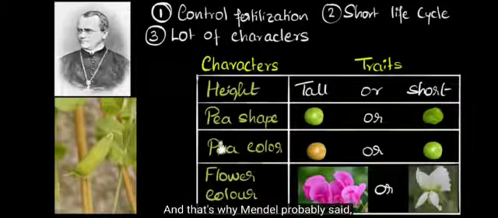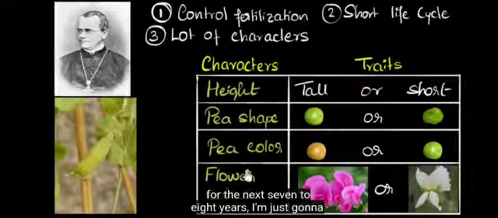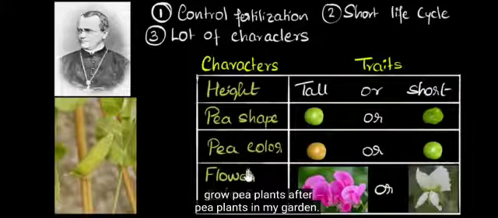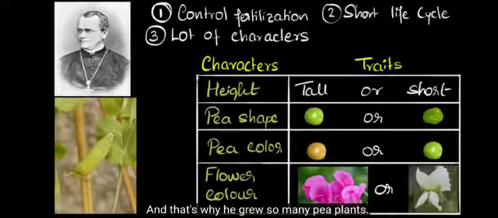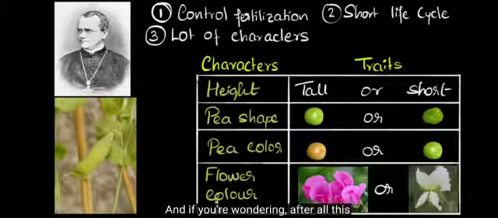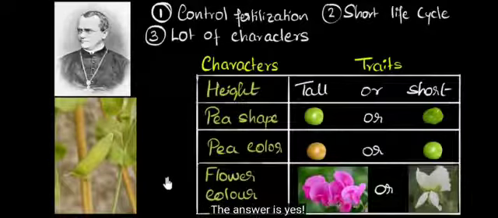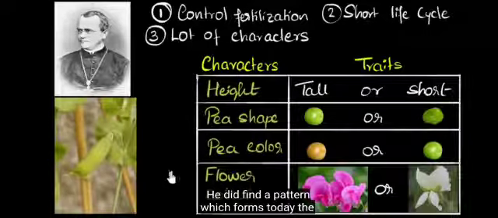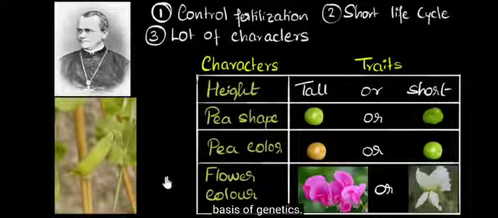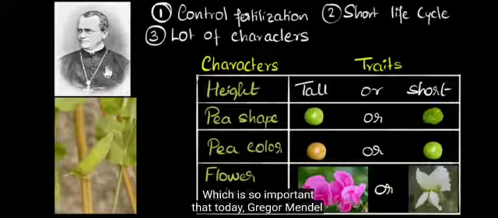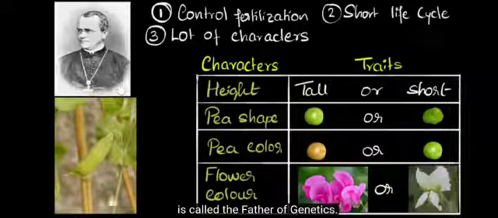And that's why Mendel probably said for the next 7 to 8 years, I'm just gonna grow pea plants after pea plants in my garden. And that's why he grew so many pea plants. And if you're wondering, after all this hard work, did he find anything? The answer is yes. He did find a pattern which forms today the basis of genetics, which is so important that today Gregor Mendel is called the father of genetics.